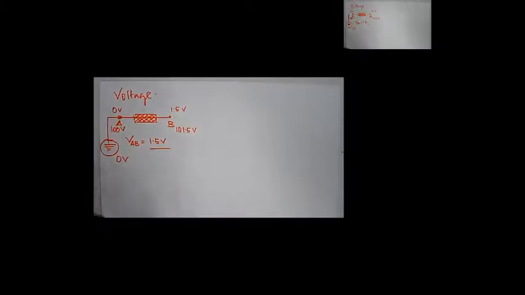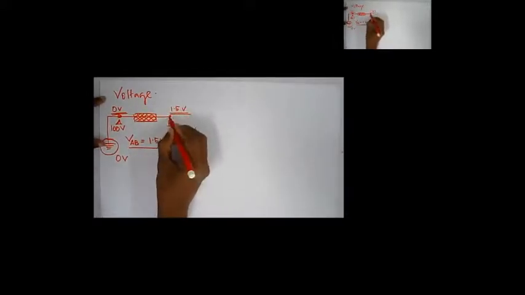We'll see about that later. In this case, given that VAB is 1.5, assume the voltage at this point is 0 and the voltage at this point will be 1.5, right? So this is the 1.5 voltage.